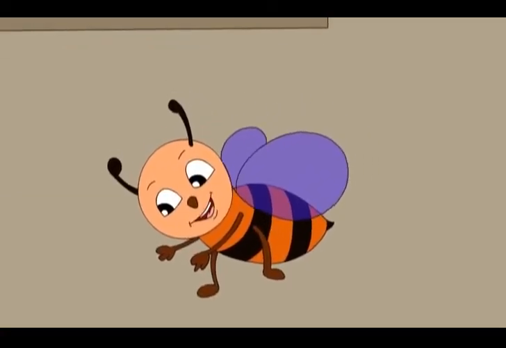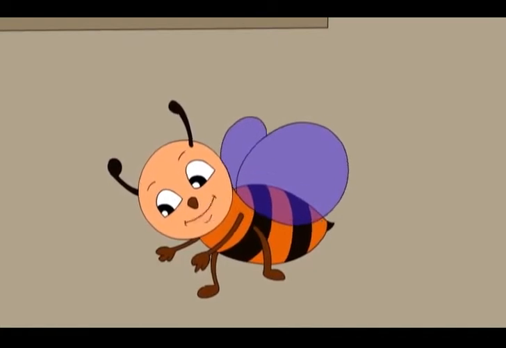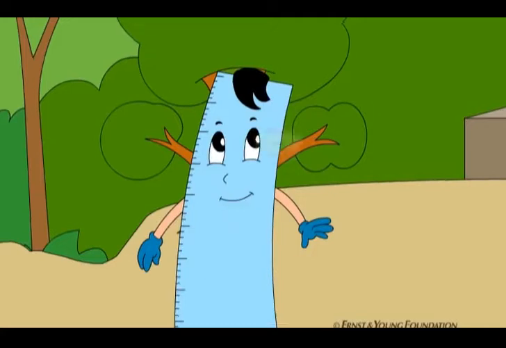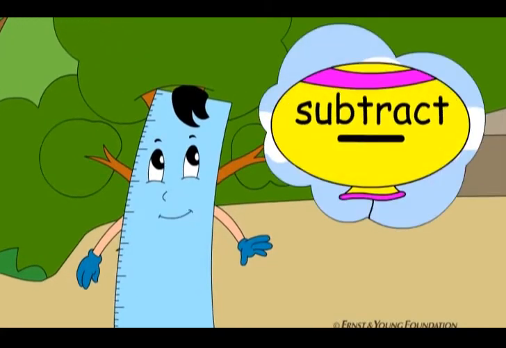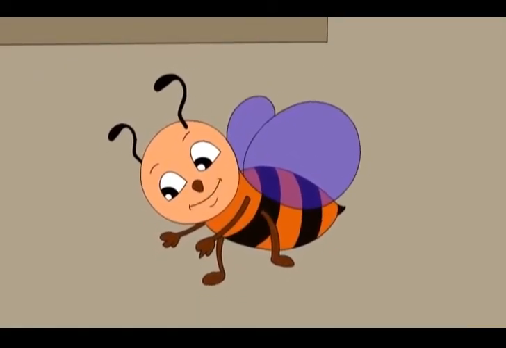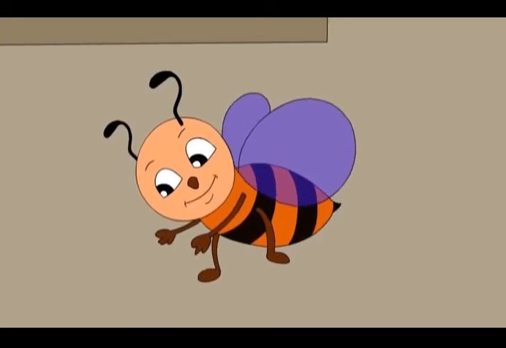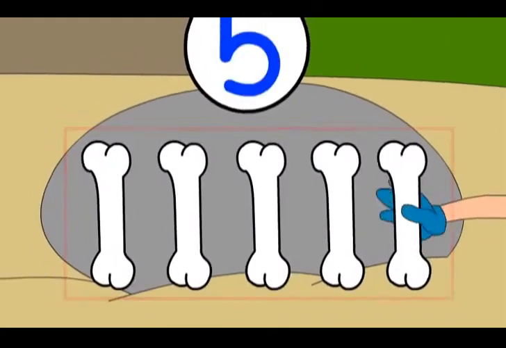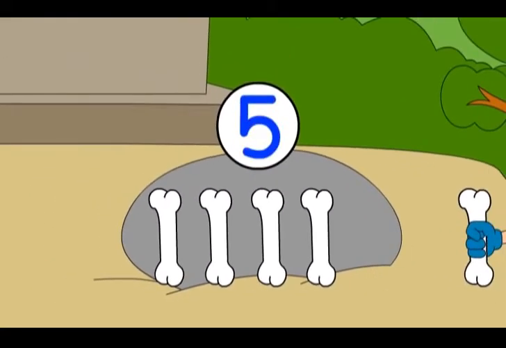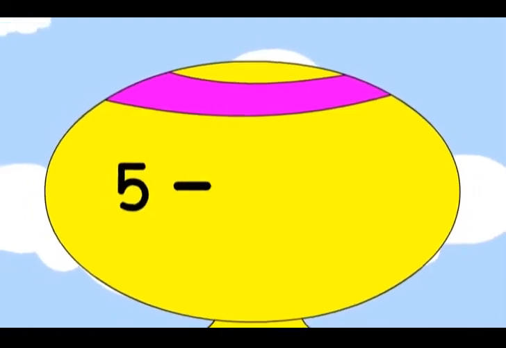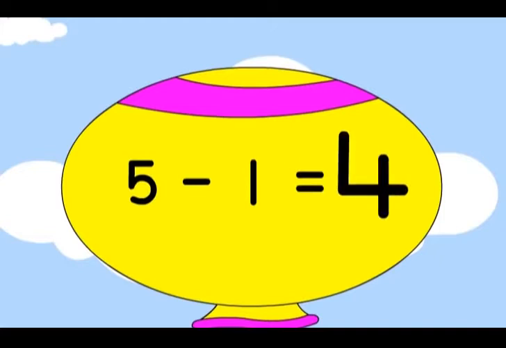Hey, this is fun. Shall we play this takeaway game? Buzz, when we take away a number, it is called subtract. Subtract? Futa, what is that? Look, Raja has 5 bones. If I take 1 away, he will have only 4 bones. We can also say 5 minus 1 is equal to 4.